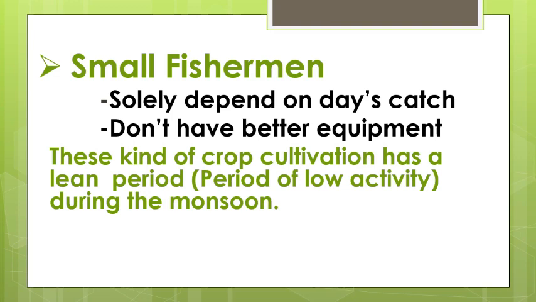This kind of occupation has a lean period, meaning a period of low activity during the monsoon. So basically here what happens, there are certain seasons where the crop cultivation reduces because of the weather, and thus this period is called the period of low activity. And during these periods, these kinds of occupations are promoted, especially during monsoon. We see that during monsoon, fishery is one business which is very much in demand, and people do that business.